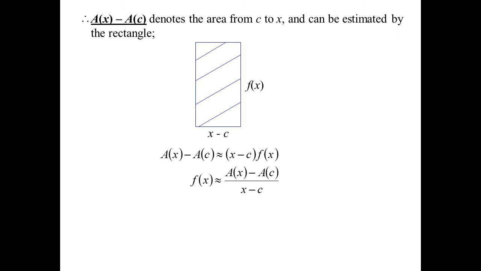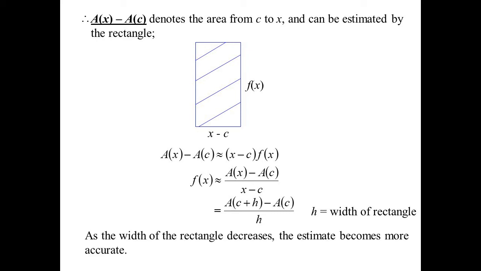Rearranging that, because we know the equation of the curve, f(x) will approximately be this area function that I want to find minus area c, over x minus c. Of course, instead of calling it x, I could call it c plus whatever the width of the rectangle is. So I could call it c plus h, which means on the bottom I'd have c plus h minus c, which just leaves us with h, the width of the rectangle. And ideally, remember, we want that to be as close to 0.